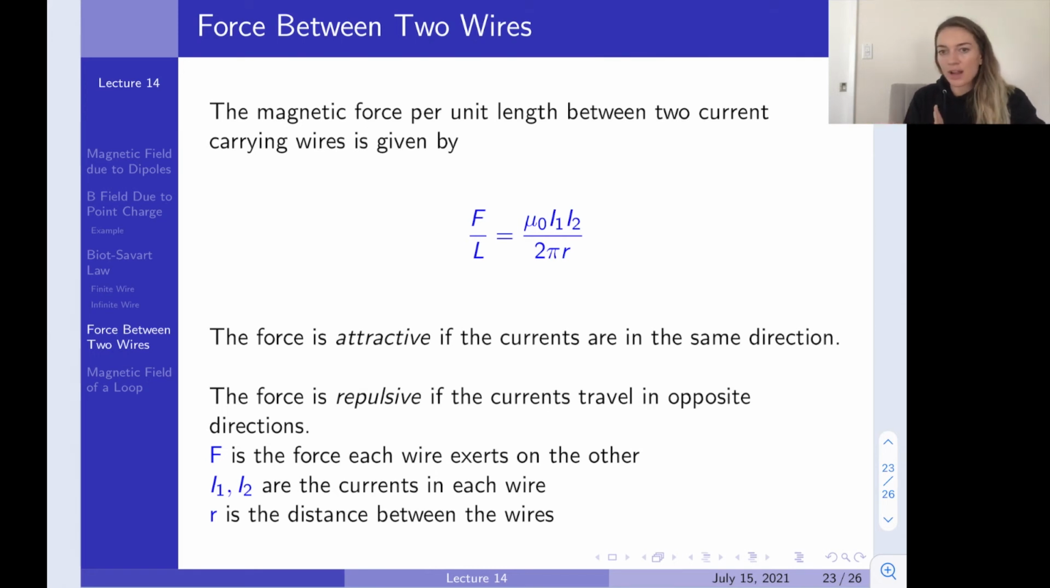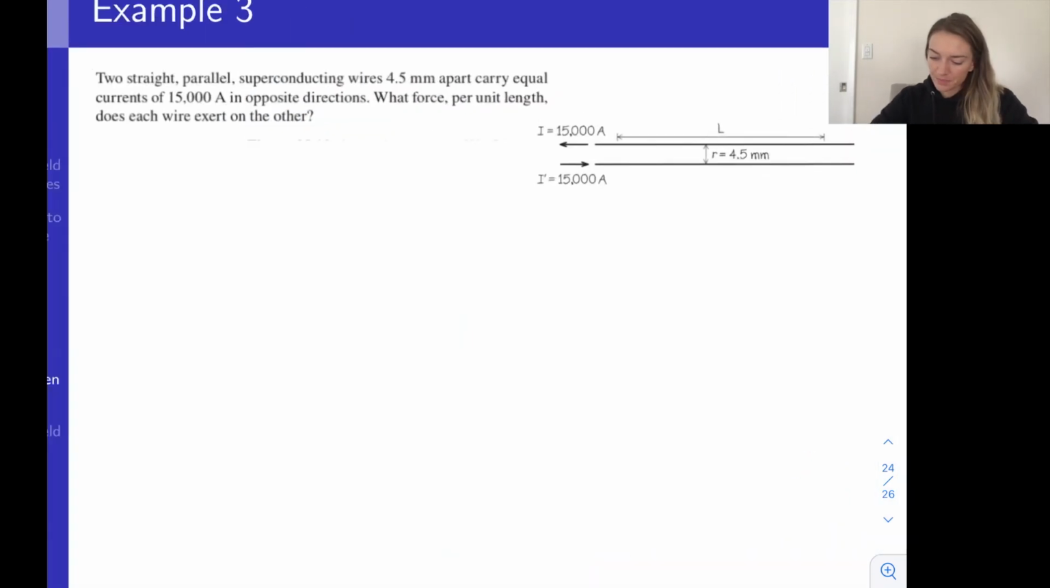But like I said, just try these a bunch with the right-hand rule, and eventually, the right-hand rule will make sense a little bit. All right, so let's do an example with this.